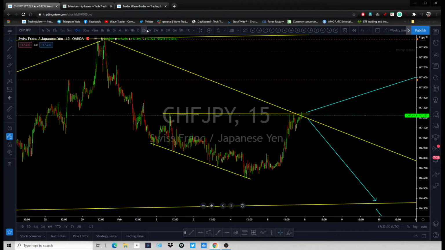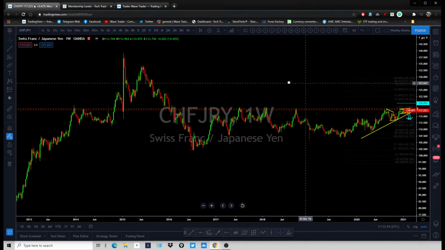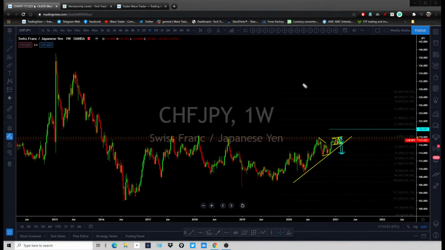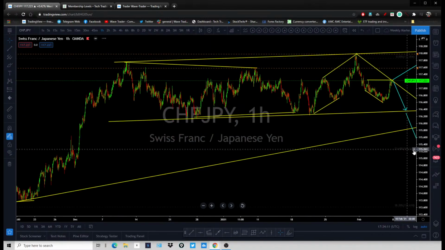Okay, so just look at the weekly time frame. You are trying to get into the trade as high as you can on the chief yen. The price is resisting over there, trying to hold. You're looking for price to go down for the longer term on the chief yen. So it's a good chart to watch.